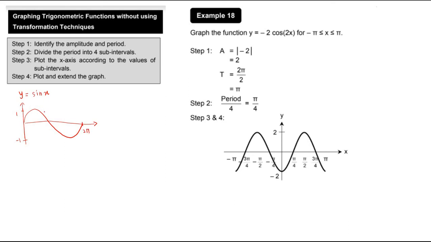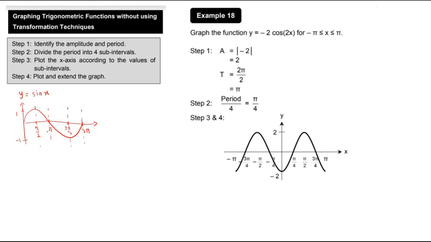Period is the size of one complete cycle. And half of the graph is pi, here pi over 2, here 3 pi over 2. It can be divided into 4 sub-intervals. This is the standard form of graph y equals sine x.